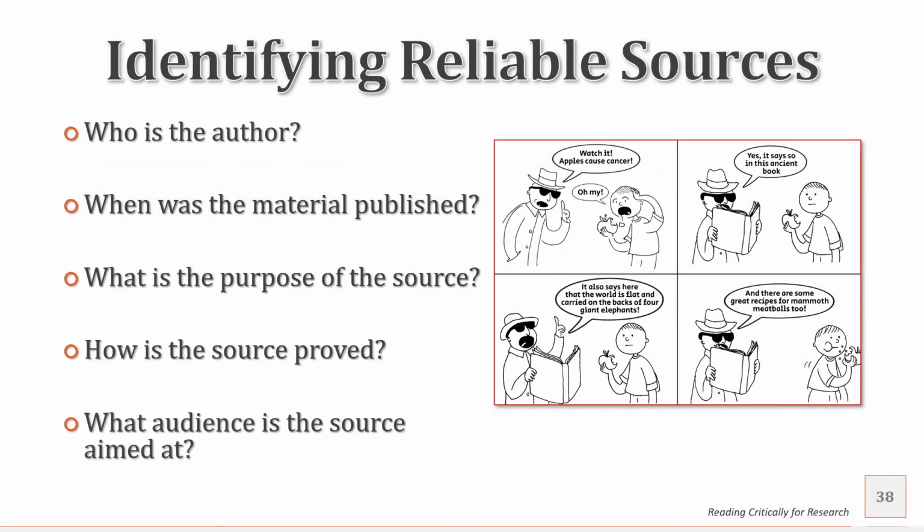So before you start gathering information for your research, it's really important to look at what you're going to read. So finding a reliable source. We can do a few things to find out if the source is reliable or not, such as look at who the author is, when the material was published, what the purpose of the reading is, as well as how is it supported, and also who is the audience. So is it for an academic audience, or is it maybe a little more casual?